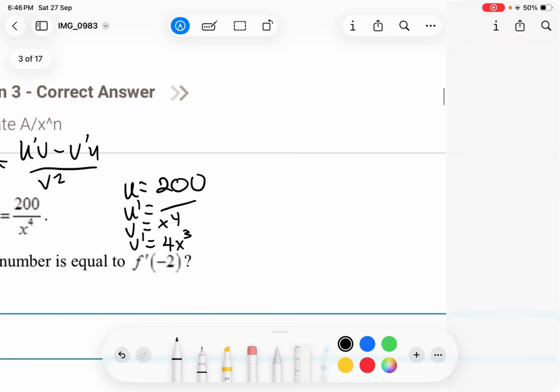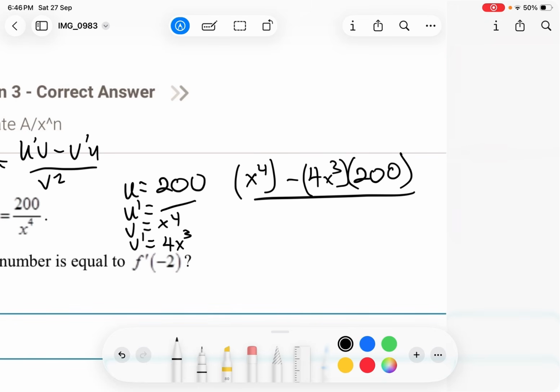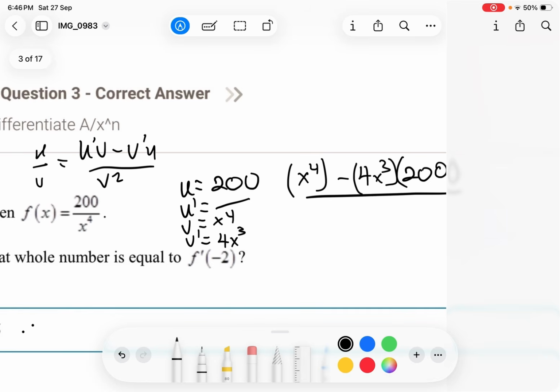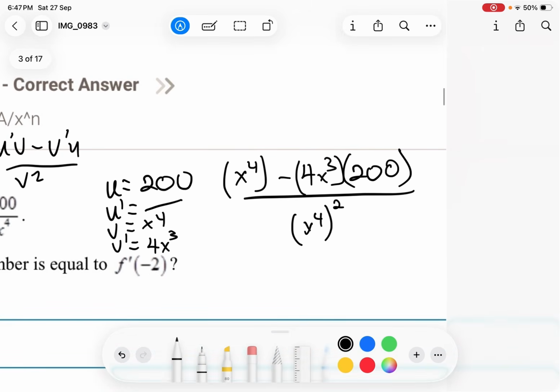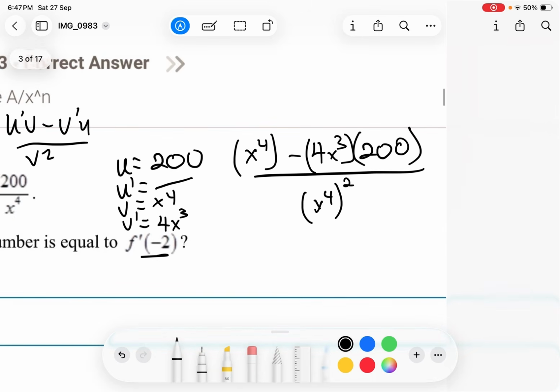Now replace it. So u prime is nothing, and we'll leave it. And v, which is x to the power of 4, minus v prime, which is 4x cubed, times u, which is 200, over v squared, which is x to the power of 4 to the power of 2. And then here, instead of multiplying the 4 by 200 and doing it all, they said that x is negative 2. So you put x as negative 2 in the thing that you just got.